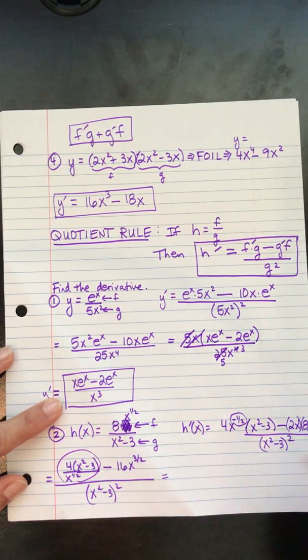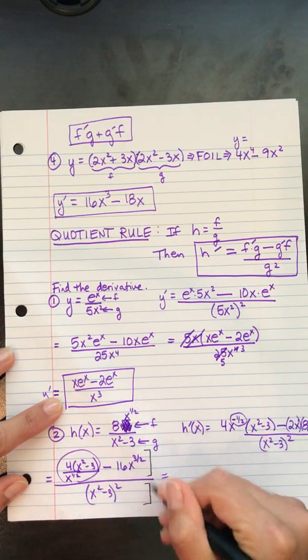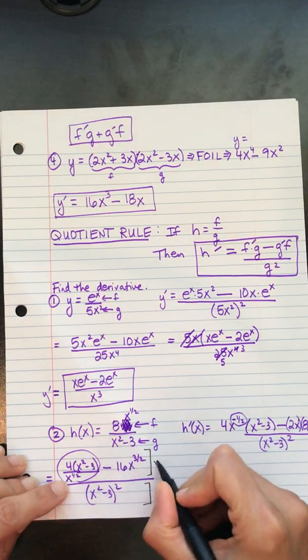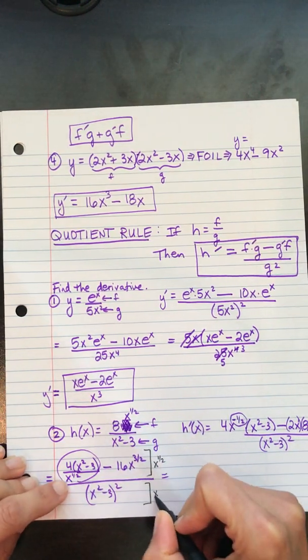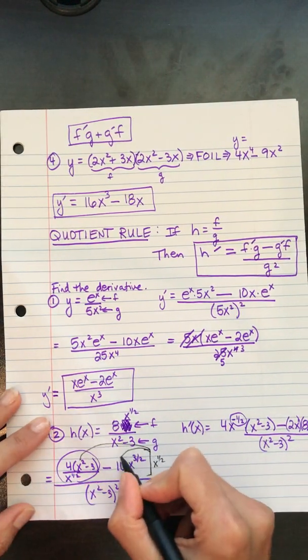So here's what I like to do. I like to multiply this. You got to multiply the top and the bottom by the same thing. I just multiply by that denominator. Okay, you got to do it to the top and the bottom, and I distribute.